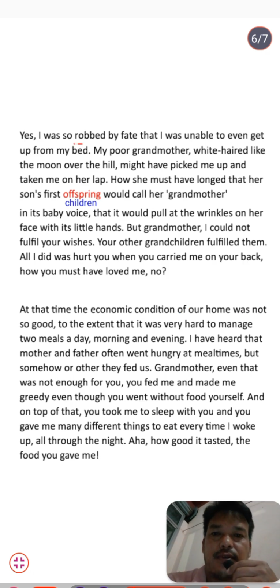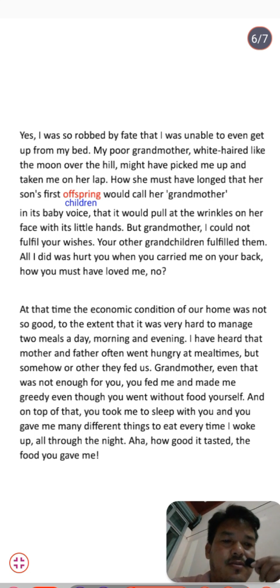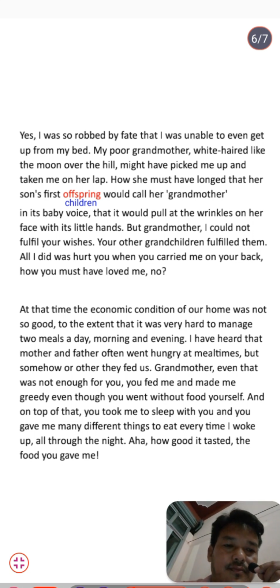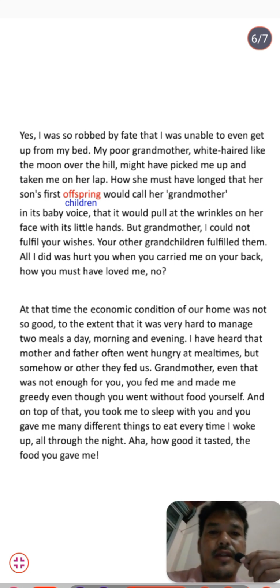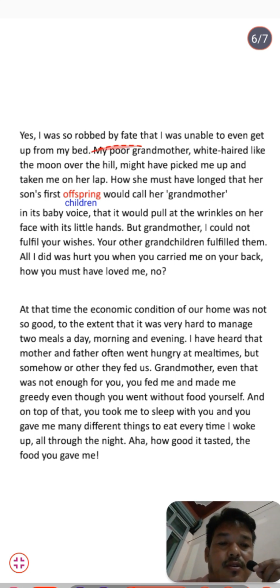Next paragraph here, students. Yes, I was so robbed by fate that I was unable to even get up from my bed. Again, I was so ransacked by destiny that I couldn't get up from my bed. My poor grandmother, white-haired like the moon over the hill, might have picked me up and taken me on her lap. My unfortunate grandmother, with her white hair like the moon, could have picked me up and taken me on her lap.